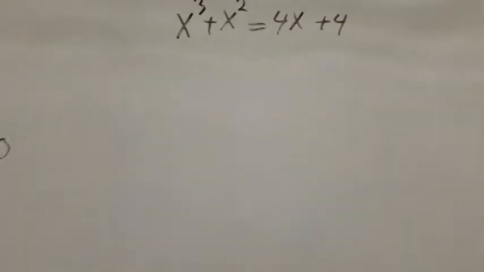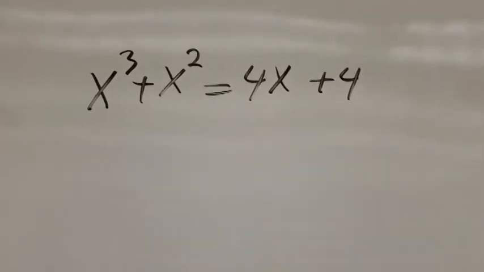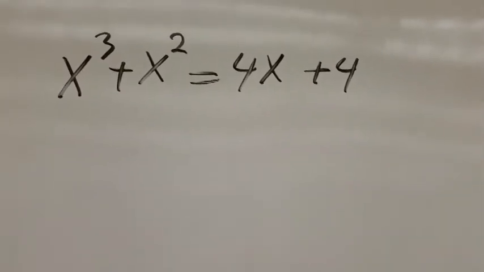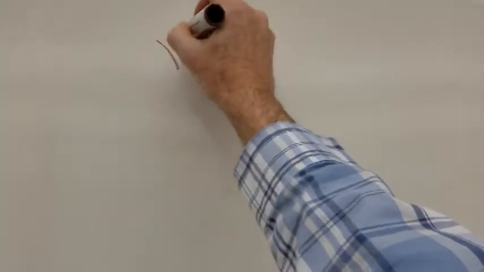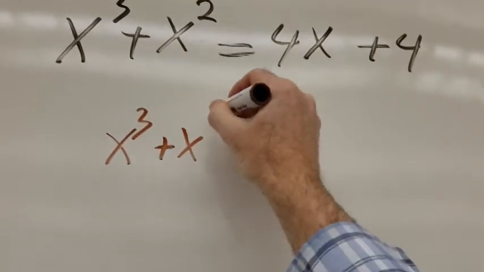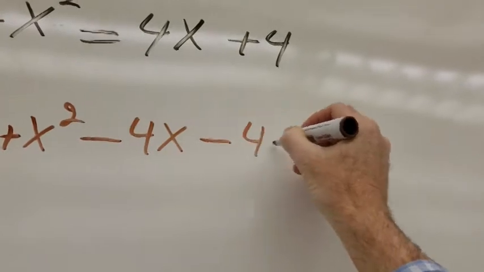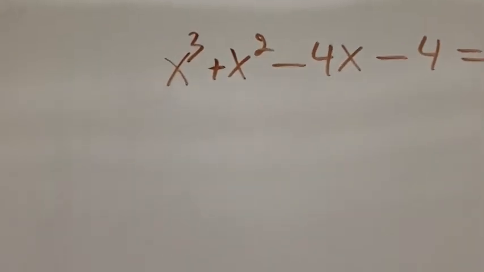Okay, now the next question is factoring this polynomial. So the first thing, let's get all the terms over on one side. Okay, so let's make x cubed plus x squared minus 4x minus 4 equal to 0. Okay, I've got all the terms over to one side.